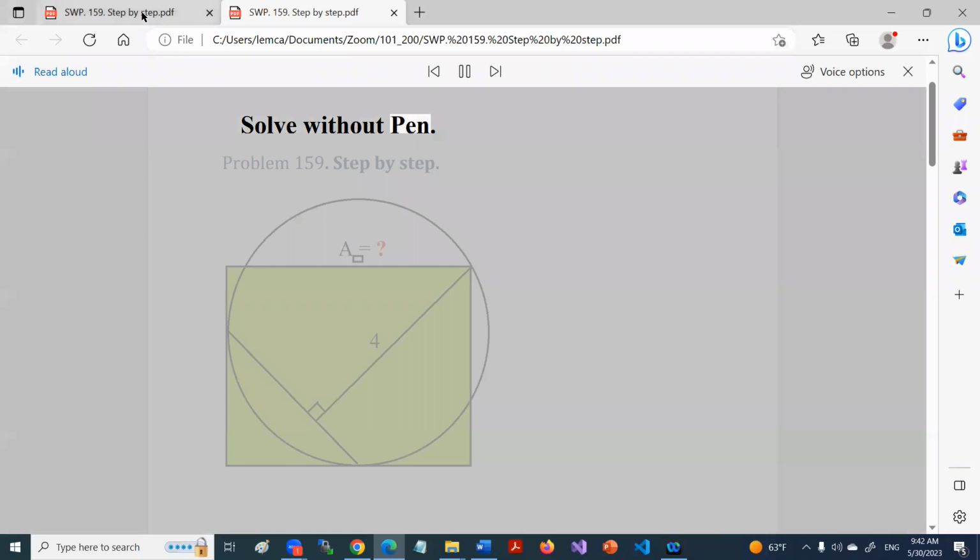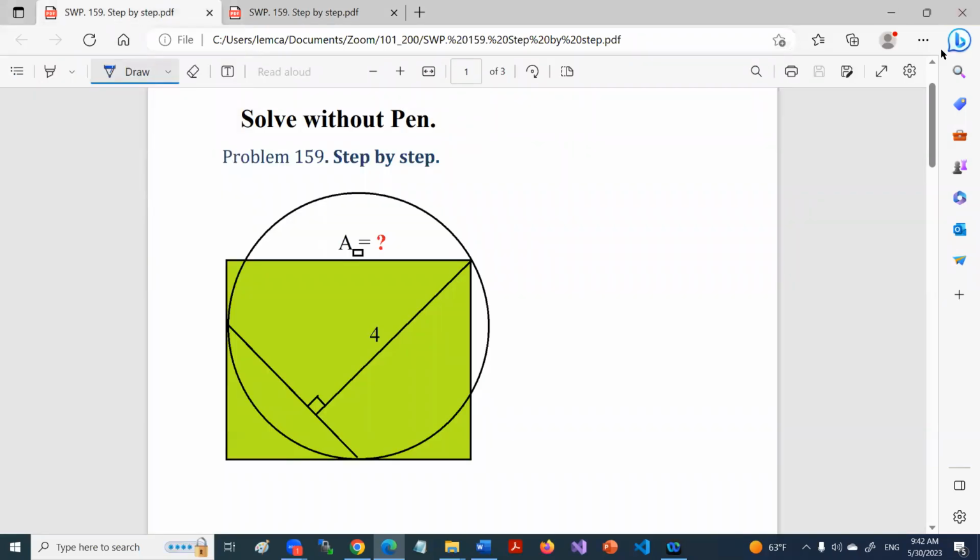Solve without pen. Problem 159. Step by step.